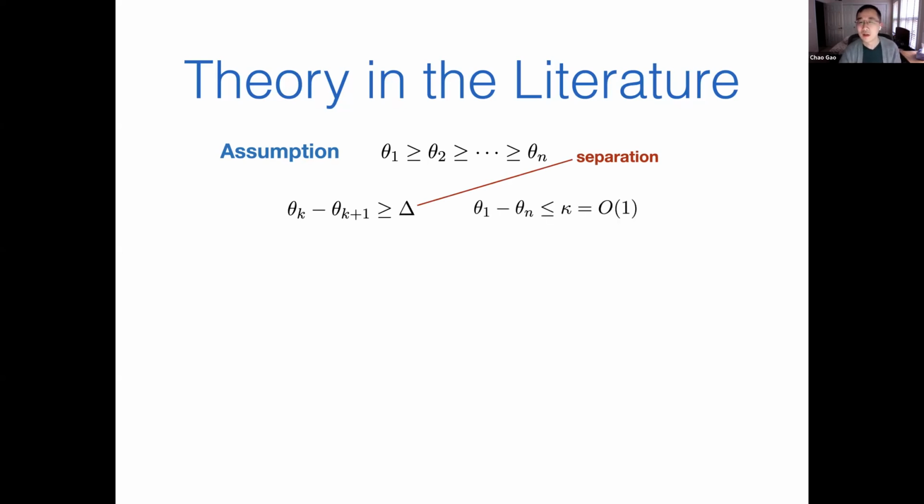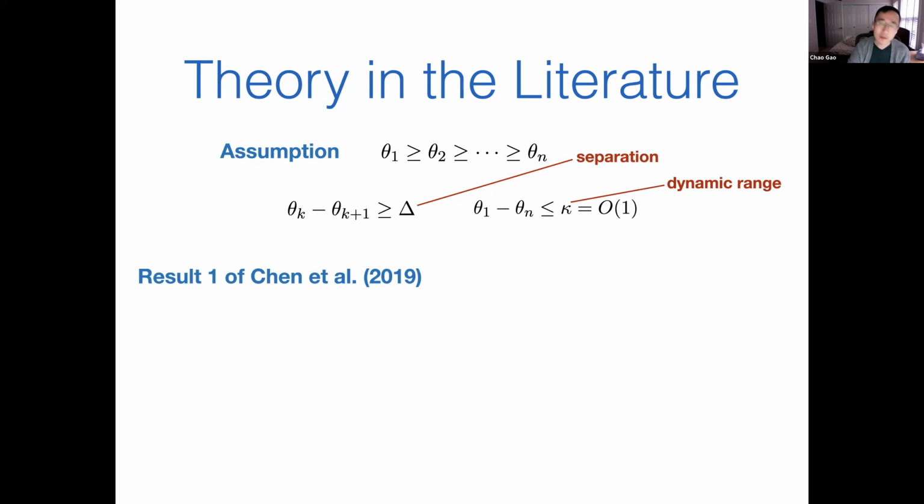Moreover, we also introduce another parameter called kappa. This is called the dynamic range of the problem that bounds the largest difference between any two players. In particular, it bounds the difference between the strongest player and the weakest player. Throughout the talk, we are going to assume that kappa is of constant order. So let me summarize the results of this Annals paper into three different conclusions.